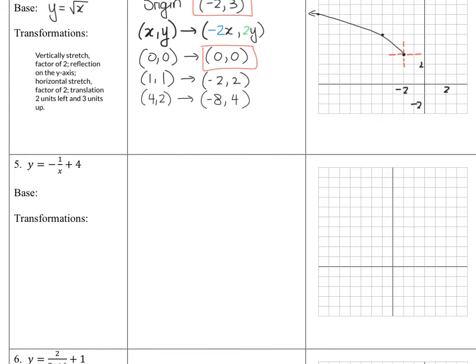Let's try to use the same method for the next function, the rational. So for the base, we have y equals 1 over x. For the transformations, we can say that this is going to be a reflection in the x or y axis, doesn't matter which one. Just because this is the rational function, that's why it doesn't matter. Okay, and then we're going to translate 4 units up.